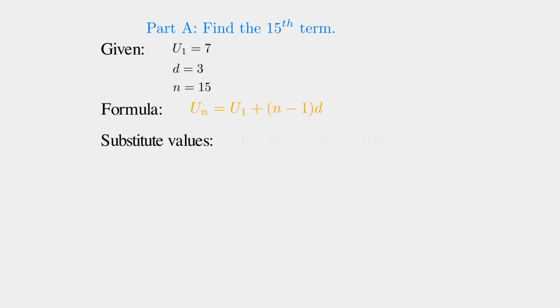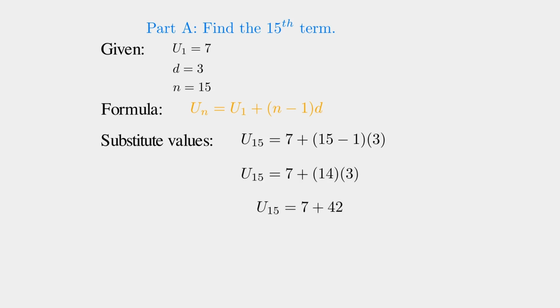Let's substitute the values that we have in the formula. So U15 is equal to 7 plus 15 minus 1 times 3. So U15 is 7 plus 42, which is 49. So the 15th term is 49.